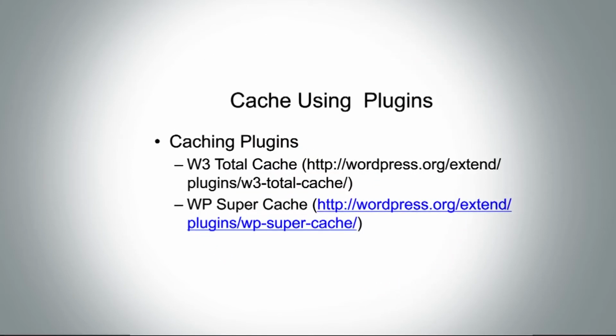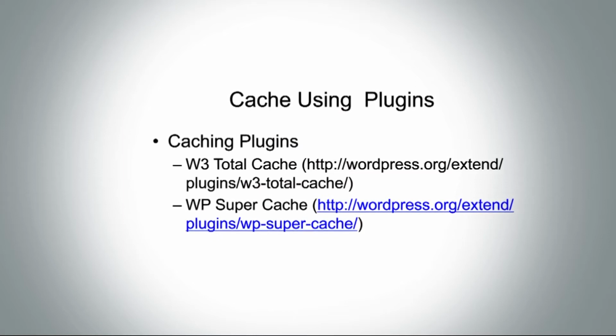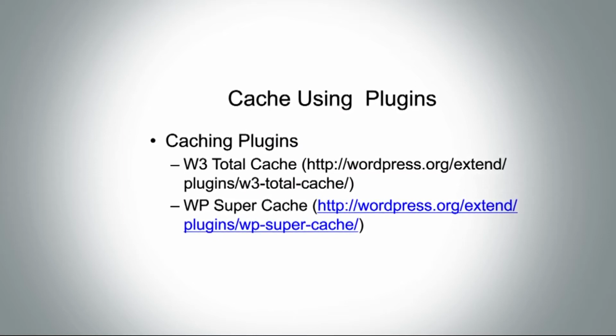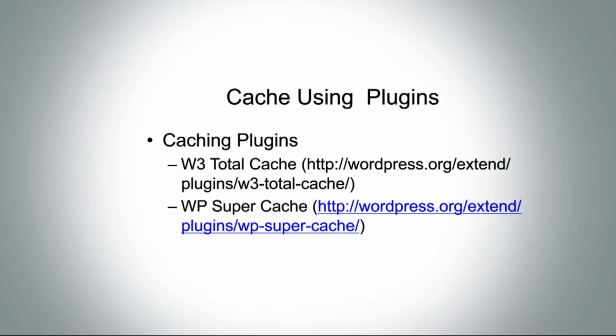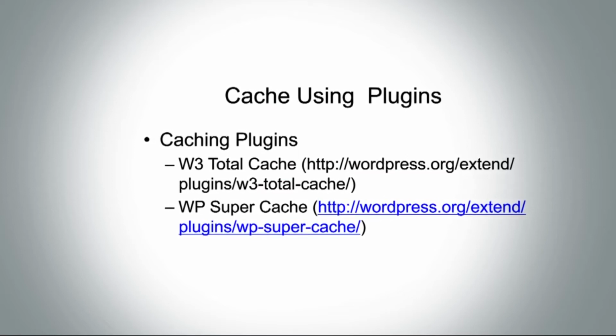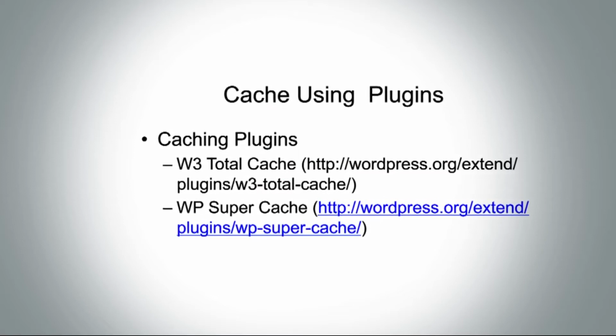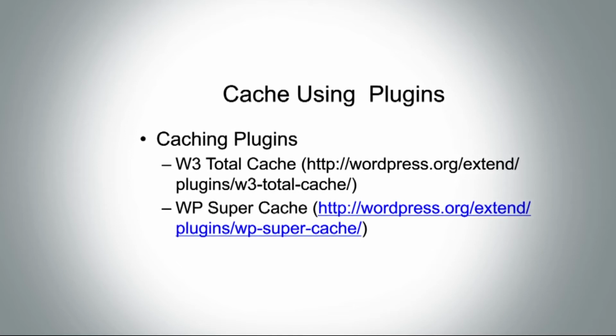Now, caching using plugins. As I have already mentioned, cache is a great tool to optimize your site. So we can use W3 Total Cache and WP Super Cache. They are great plugins, so we can reduce the bandwidth and HTTP requests as well.